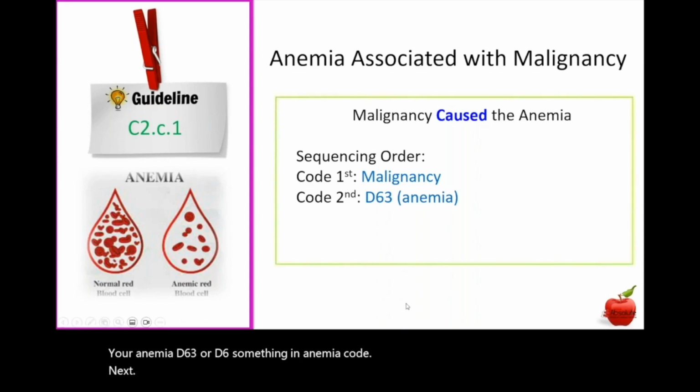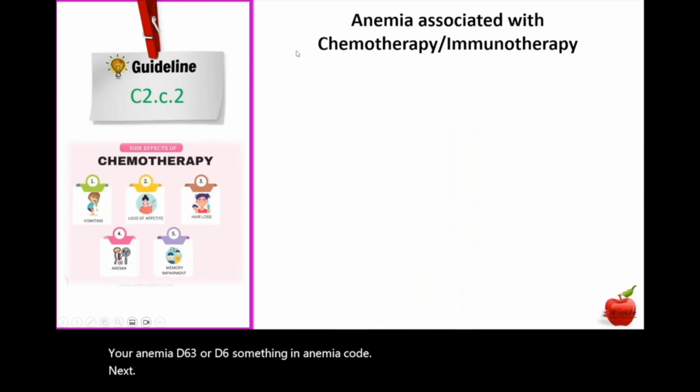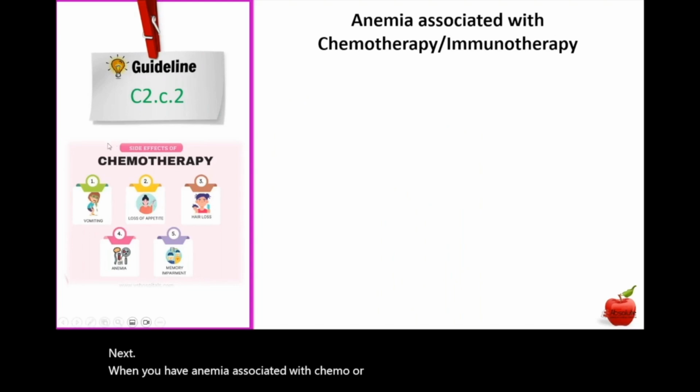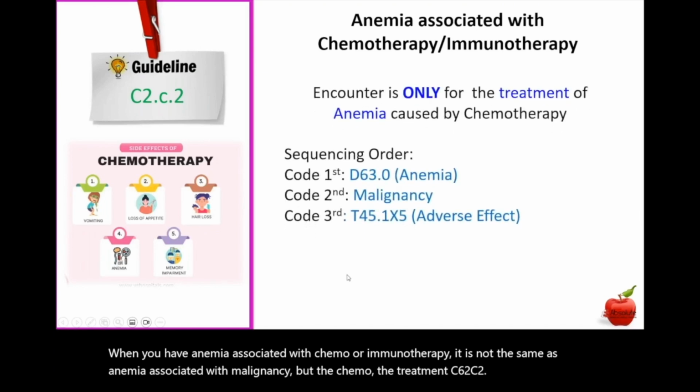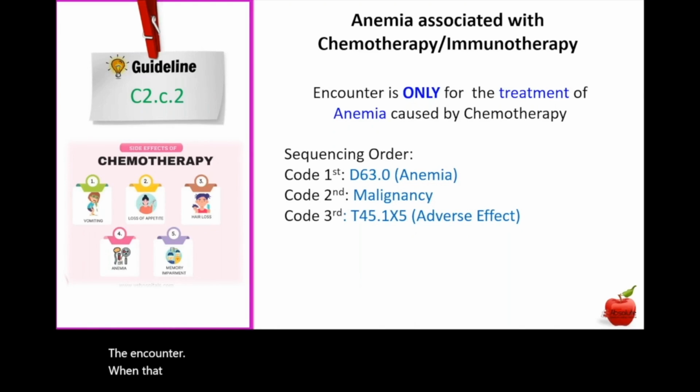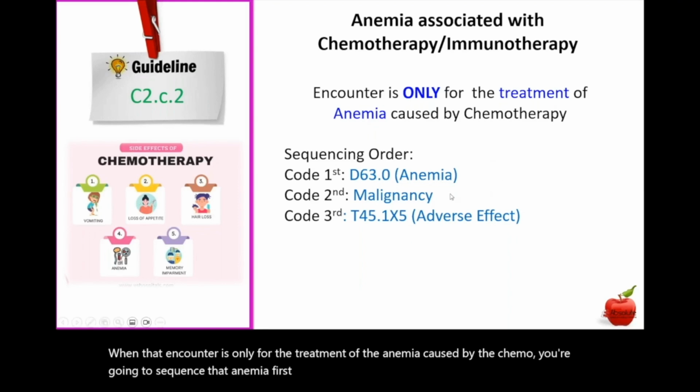Next, when you have anemia associated with chemo or immunotherapy, it is not the same as anemia associated with malignancy, but the chemo, the treatment, C2.C2. When that encounter is only for the treatment of the anemia caused by the chemo, you're going to sequence that anemia first, followed by the malignancy, followed by the adverse effect. You're going to use an adverse effect code.